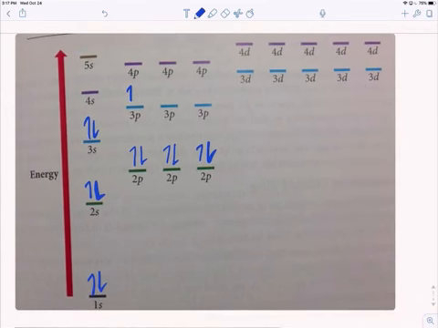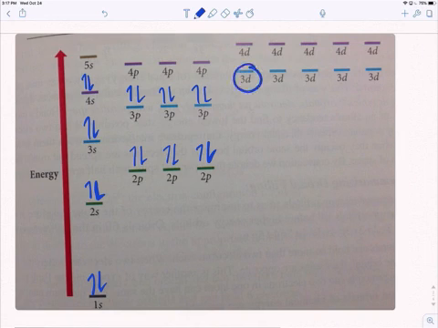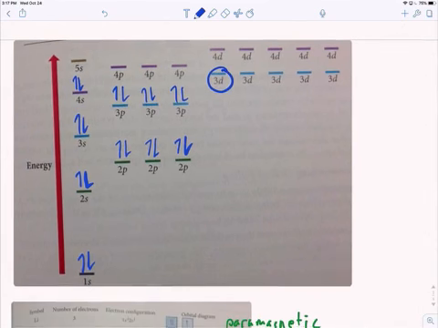Let me note something else. So here are the 3 p's, so adding up like this. You add parallel spins first. And notice something, the 4s is lower in energy than the 3d's. So the 4s gets populated first. And soon we'll talk about valence electrons. Valence electrons means outer electrons. The outer electrons are the ones that have the highest n, the highest principal quantum number. So as written here, the valence electrons are these 2 4s's, but we'll talk more about that later.